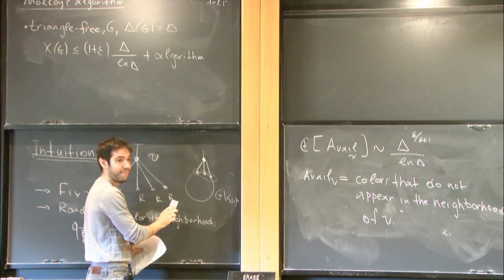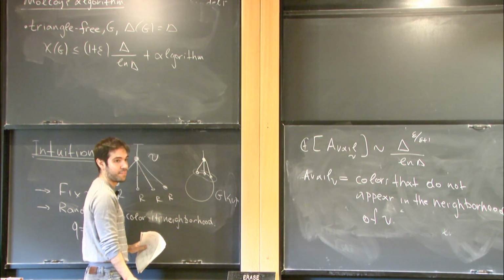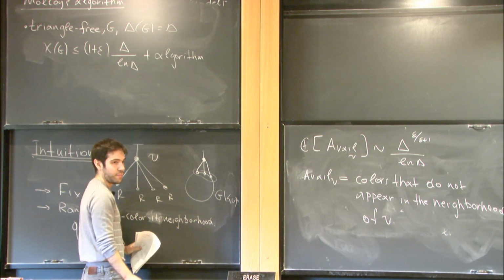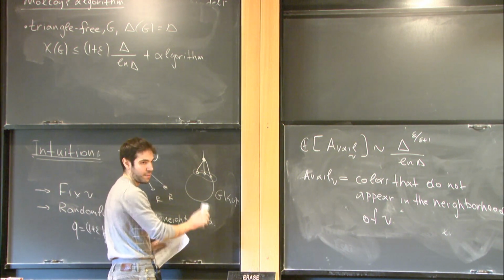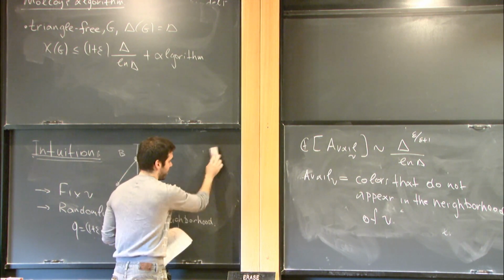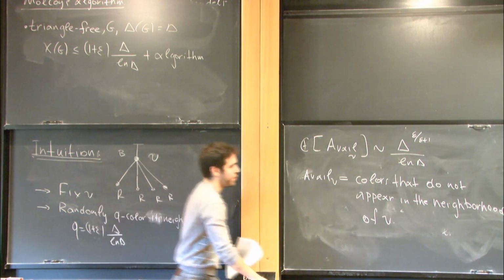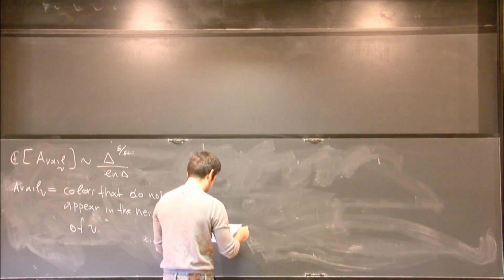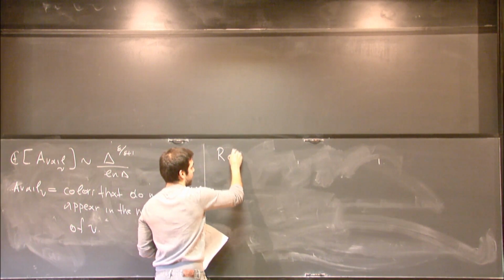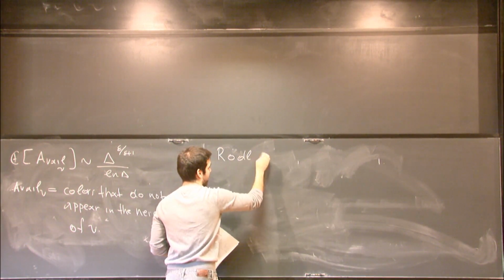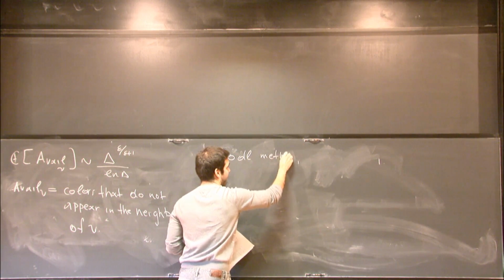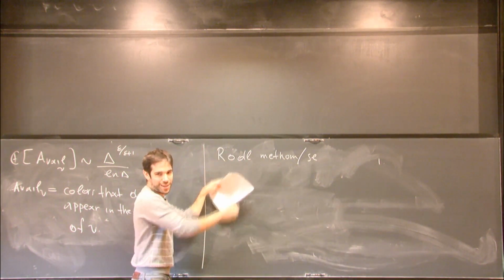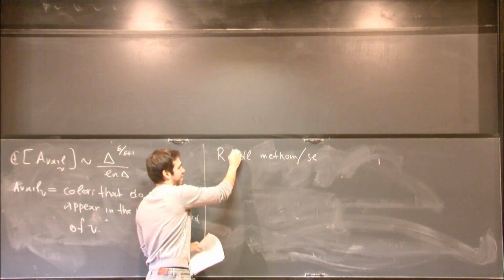Sorry? But you're going to randomly color the other guys, you should also be randomly coloring V, and then there's more stuff going on here, right? I mean, yes. Okay, so here's how you do that. In scenarios like this, people use the semi-random method. Why did you erase this? Because I'm not sure if it's correct. Is it correct? Okay.